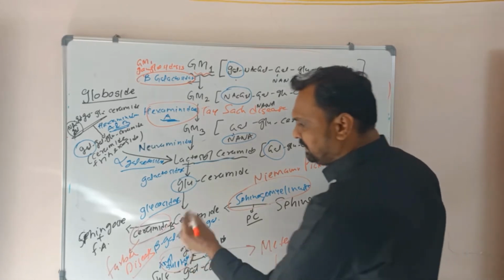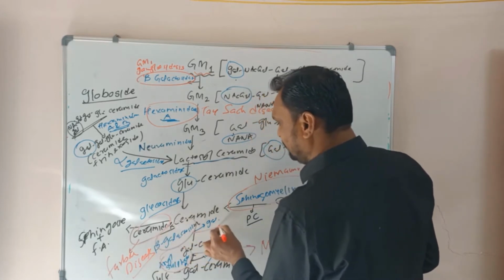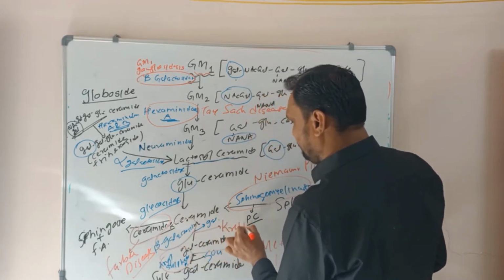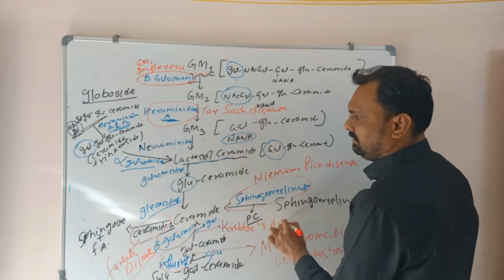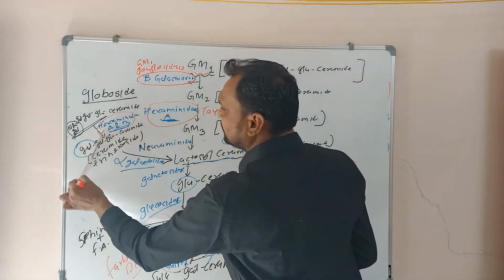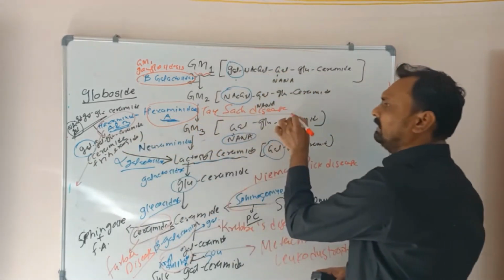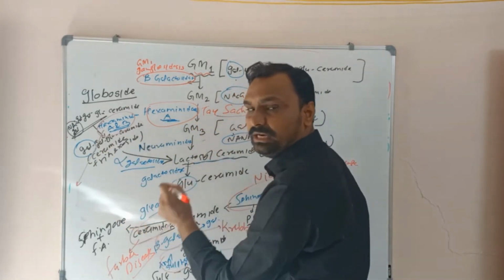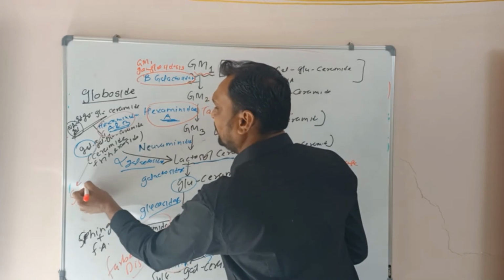If this beta galactosidase enzyme is deficient, it will lead to Krabbe disease. And if hexosaminidase A is deficient, it will lead to Tay-Sachs disease. If A and B both are deficient, it will lead to Sandhoff disease.